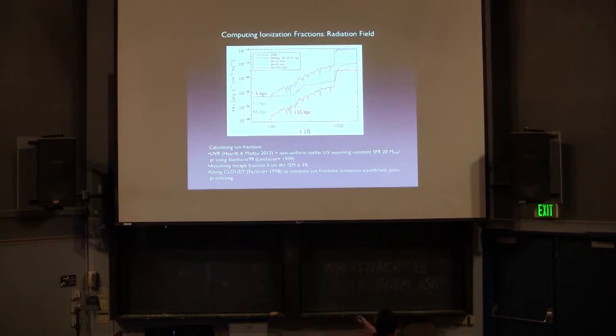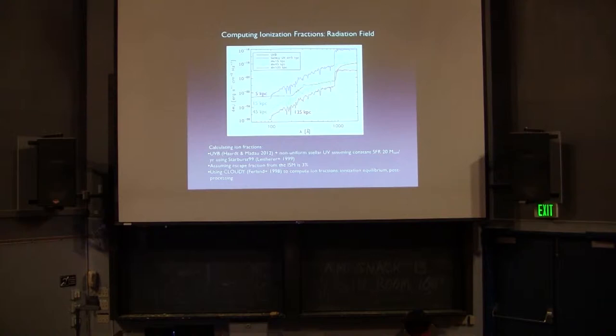On top of it, there's a non-uniform stellar radiation background from using Starburst 99 and assuming a certain star formation rate at that redshift. What I want to show here is that when you're getting close to the galaxy, within 15 kiloparsecs or so, the stellar background is even stronger than the UV background. So it's important to consider this in calculating the ion fractions.